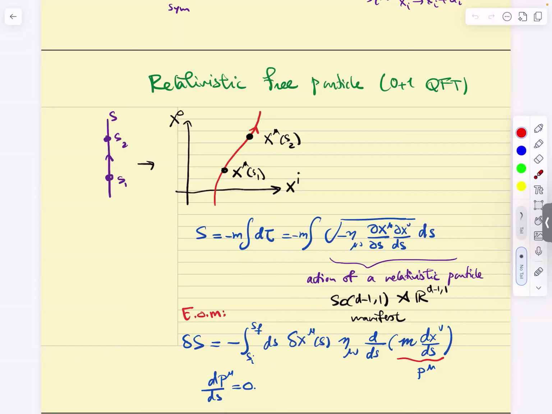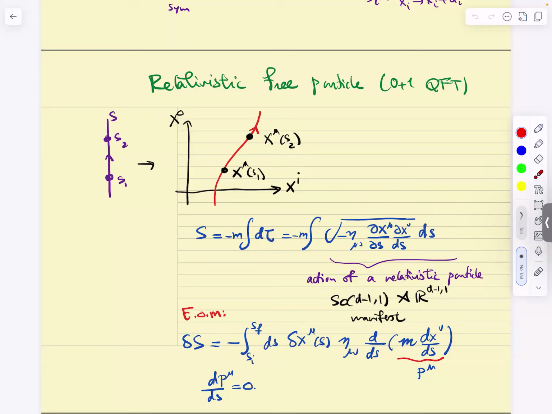In the language of this map, what is it? It's minus m integral. So s is this parameterization. There's a map that sends this so that there's a world line. The world line is how our t is embedded inside the target space. That's the world line of a particle, right? So this is the embedding. And the action is minus m integral ds of the square root of ∂x^μ/∂s ∂x^ν/∂s. This is what the proper time differential is.